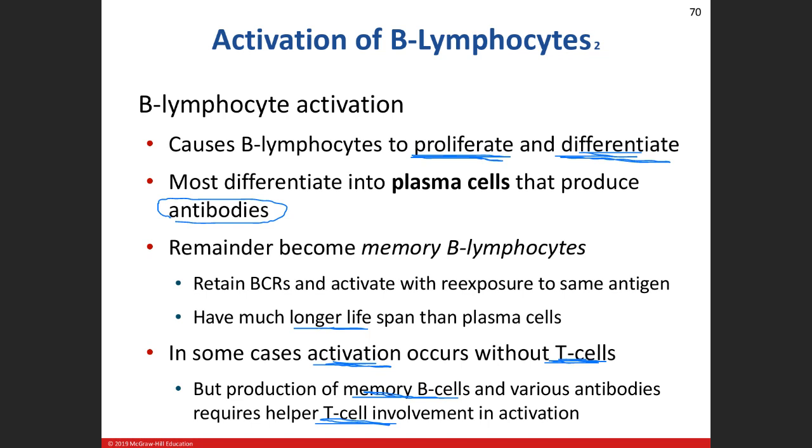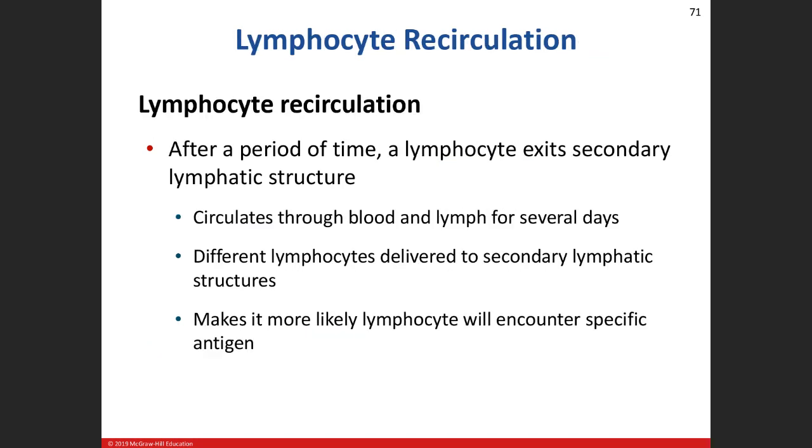Well, guess what? That same thing is true for our lymphocytes. If our lymphocytes don't go out every once in a while and circulate throughout the body, they're not going to meet that one special antigen that they were made for. It's like the true love of lymphocytes. So that's what happens when we're talking about lymphocyte recirculation.